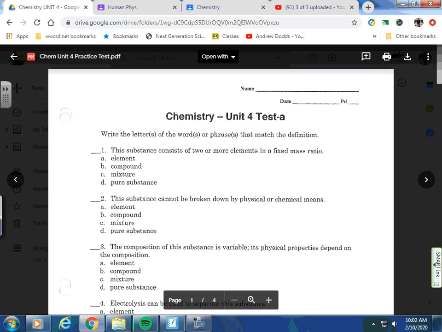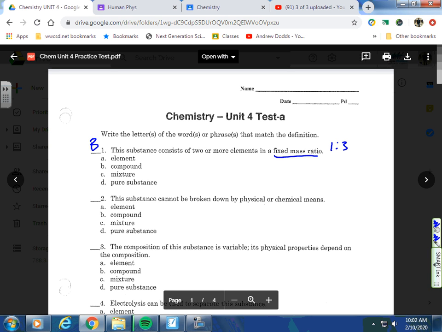Okay, here we go. So the answers to the Unit 4 practice test. Number 1, this substance consists of 2 or more elements in a fixed mass ratio, as if we were to say like a 1 to 2 or 1 to 3 or whatever. Atoms always combining in the same ratios. That's going to be B, a compound, for number 1.